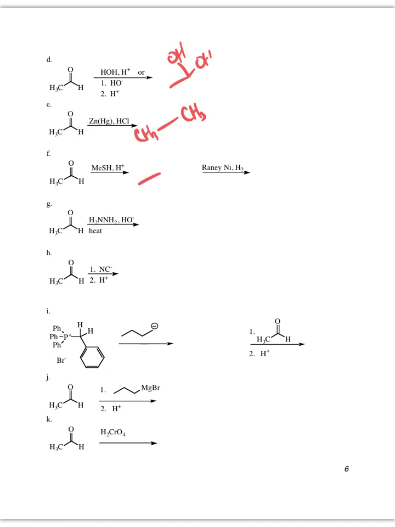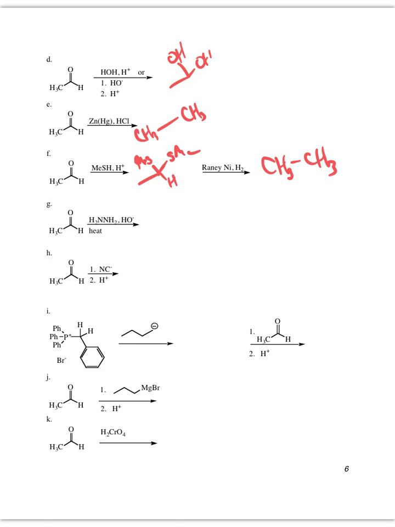The next one is going to be just like the acetal, but it's sulfur instead of oxygen, so it's going to make the dithiane, and then Raney nickel and hydrogen gas reduces that down to an alkane. So it's another way to do a reduction.